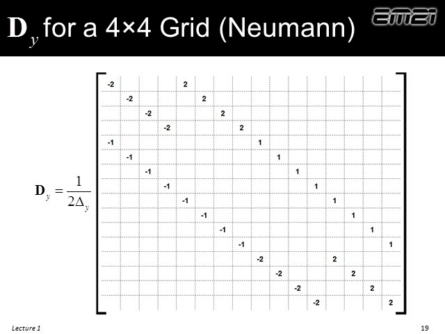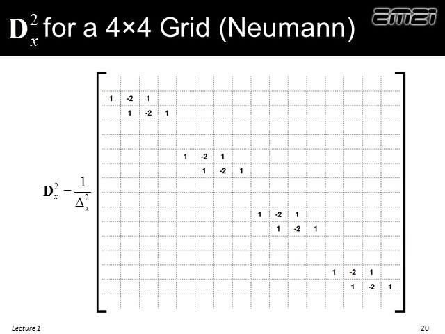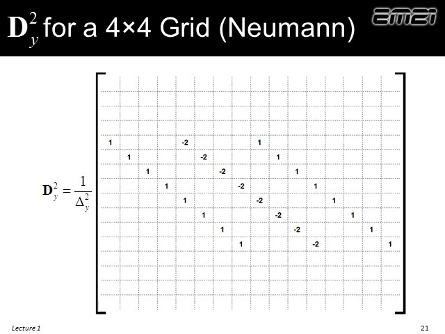Here's the first order derivative in the y direction for a 4x4 grid using Neumann boundary conditions. Second order derivative in the x direction, again using Neumann boundary conditions. Remember, the second order derivative now is forced to 0 at the boundaries where we have Neumann boundary conditions. And the same thing, second order derivative in the y direction.